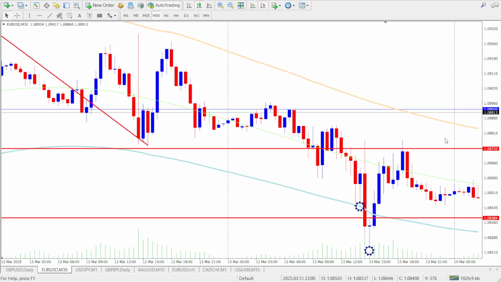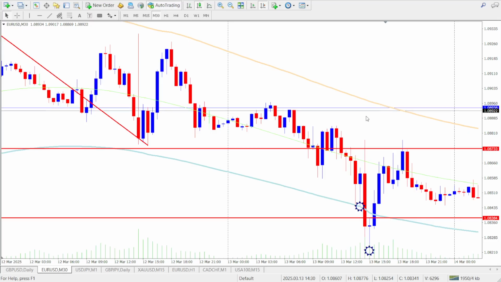Now, to get the best results with the target bands indicator, here are a few pro tips. Okay, combine it with price action. The best trades come when the indicator aligns with key support and resistance levels, or chart patterns like double tops and bottoms. Also, use additional indicators. You can pair the target bands indicator with RSI, MACD, or moving averages to strengthen your trade signals. Okay, and also avoid ranging markets. The indicator works best in trending conditions, so stay away from sideways or choppy markets. All right, and then finally, make sure that you backtest before using real money. Always test the indicator on a demo account before applying it to live trades.